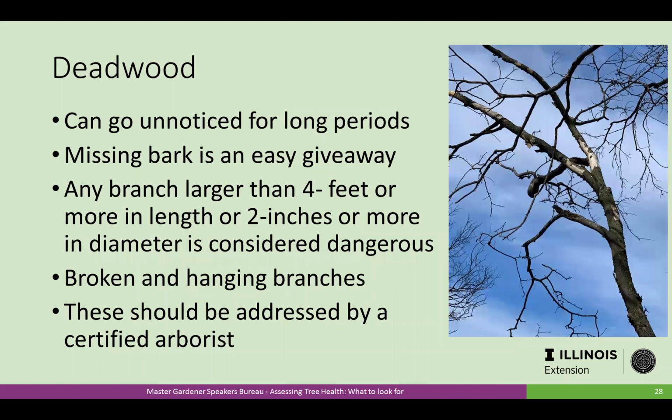Deadwood in an established tree might go unnoticed for a long period. In the summertime, you see missing bark. Any branch that's larger than 4 feet or more in length or 2 inches or more in diameter is considered dangerous. Broken and hanging branches. You should have these addressed by a certified arborist who will come in and assess that plant and remove those. We call them widow makers back in the old days, because they can fall in a storm and they can be very, very dangerous if left unchecked.